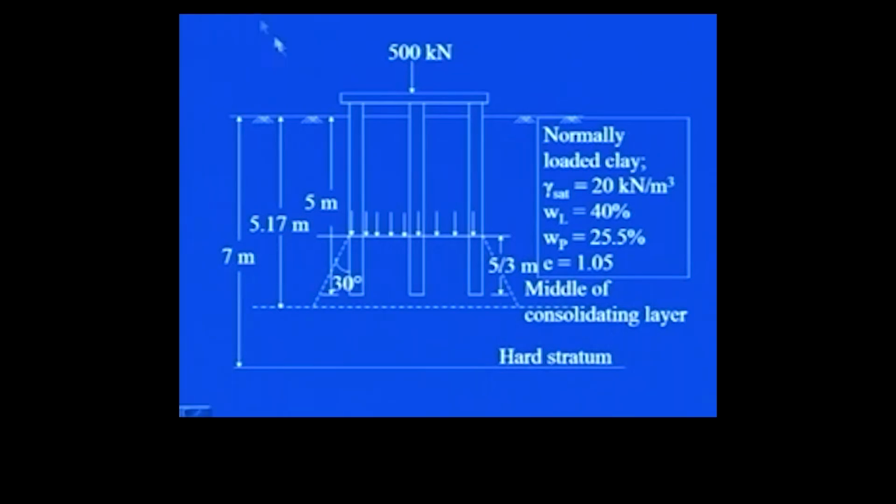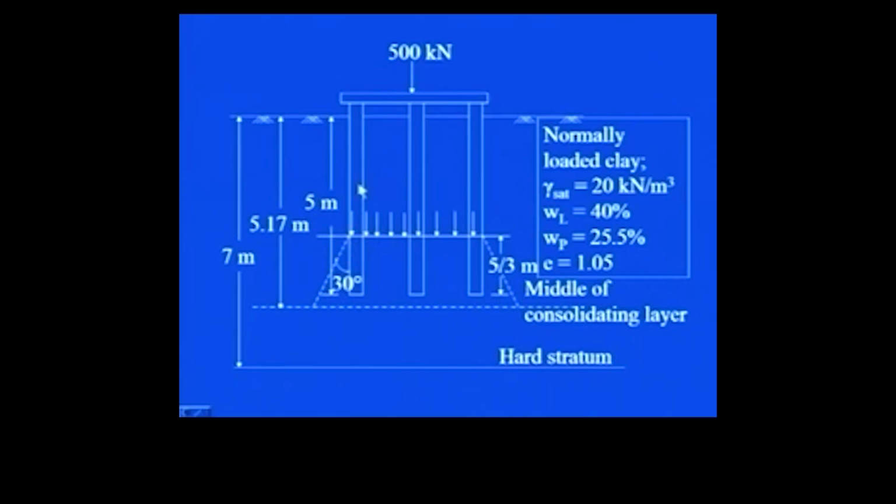So this is the figure which has been given to you in the problem. You can see here that 3 piles have been shown, and another 3 rows of 6 are there in the direction perpendicular to this. This is normally loaded clay with gamma saturated equal to 20 kilonewton per meter cube, liquid limit 40%, plastic limit 25.5, and with void ratio equal to 1.05. Then the length of the pile is 5 meter in this case, and the dispersion.